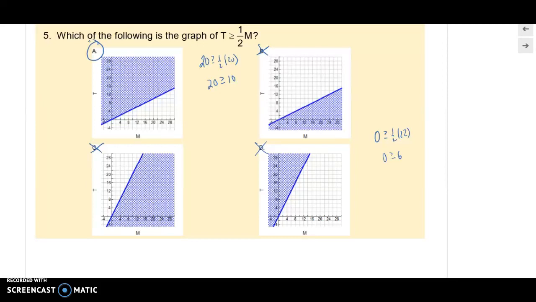If it's a slanted line, find your intercepts, and that can help you eliminate some choices. And then from there, pick a point, maybe two, to help you eliminate and figure out which of the solution sets it's actually going to be.